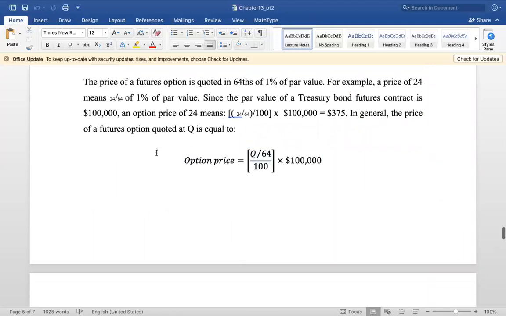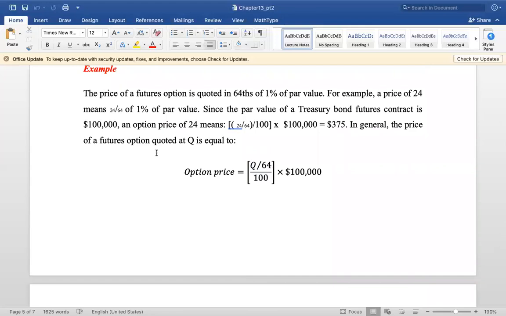The price of a future option is quoted in 64ths of 1% of par value. For example, a price of 24 means 24 by 64 of 1% of par value. Since the par value of treasury bond future contracts is 100,000, 24/64 of 1% of 100,000 is 375. In general, the price of a future option quoted at Q is Q divided by 64, divided by 100, times 100,000.